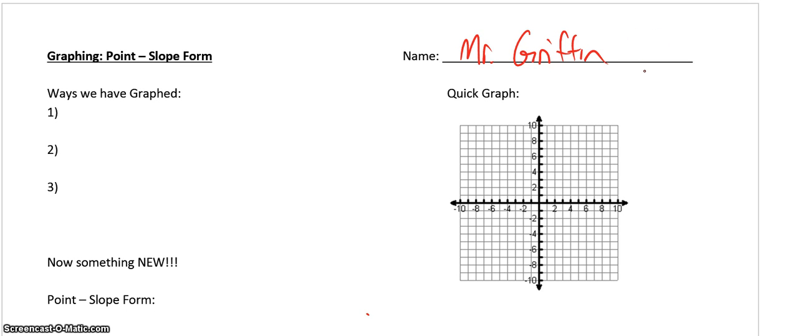The last thing we need to learn in Unit 3 before our test on Friday, so get amped about that. Quick review of what we've covered up until this point.